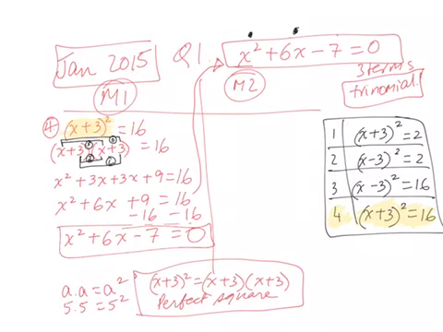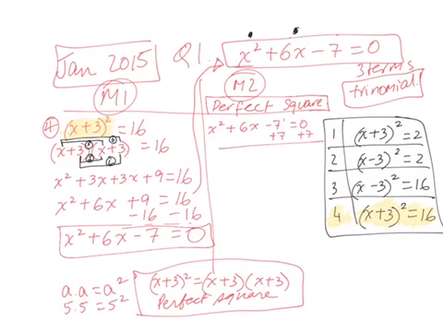The other method is the perfect square method. And the perfect square method works this way. There's a process that you've got to follow. So what we'll do is we'll take this 7 to the other side. So this cancels. We've got x squared plus 6x is equal to 7. And then we'll try to make this expression into a perfect square. Now this is the expression we are looking for, right? We want to make this a perfect square.